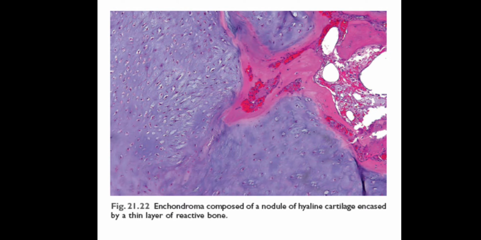تلاحظون هنا هذه هي الانكوندروما composed of nodule of hyaline cartilage. هذا الأزرق هو كله cartilage encased by a thin layer of reactive bone. هذا الوردي هو الرياكتيف بون، يعني الكارتلج محاط by a thin layer of reactive bone formation. كل السلايد هو عبارة عن chondroma، الخلايا اللي هي gray to blue in color.